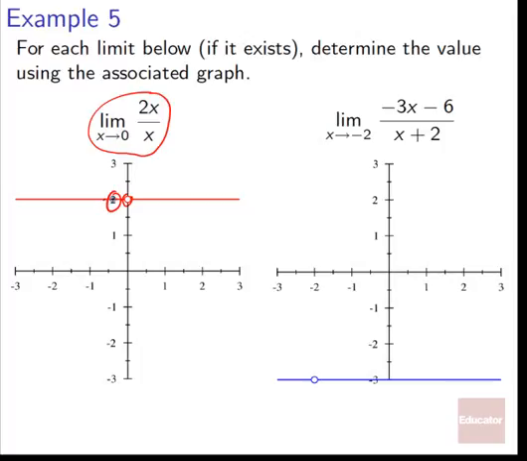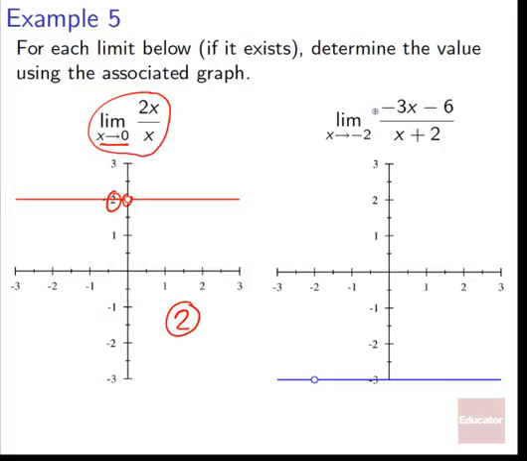While at actually plugging in 0, if we plug in 0, 2 times 0 over 0 gets us 0 over 0. We can't plug in 0. So it doesn't exist at 0 over 0. But on the way to that x equals 0, it exists just fine. So we can see what the limit that it's going towards is. So the limit that it's going towards is 2.